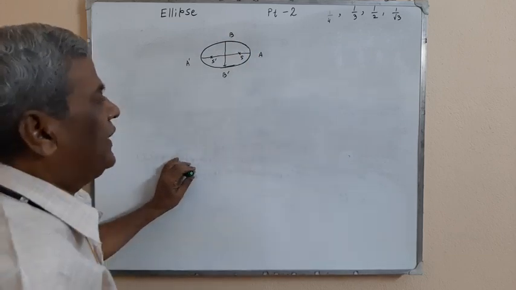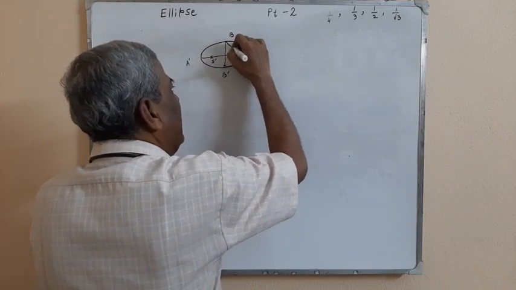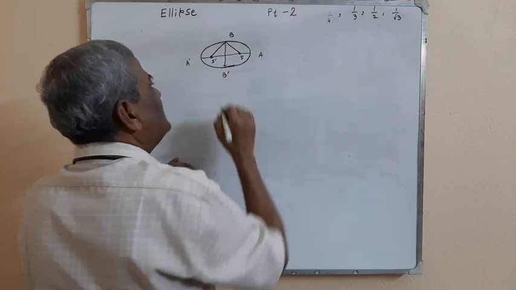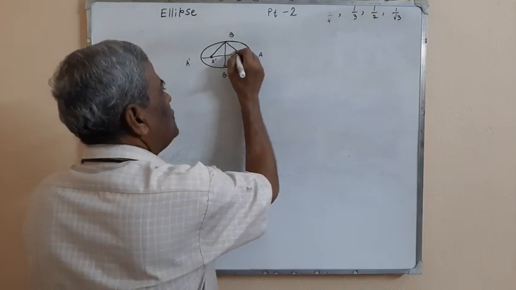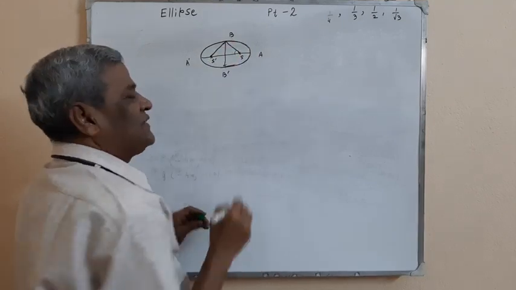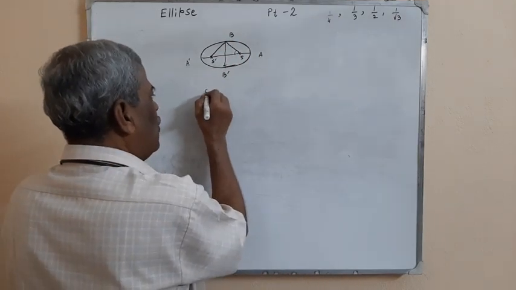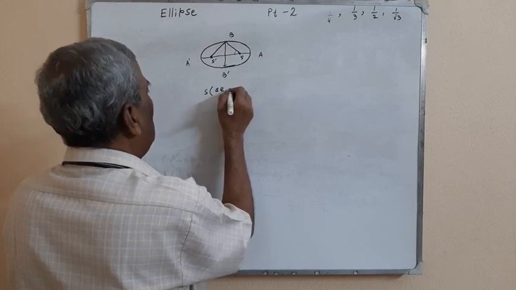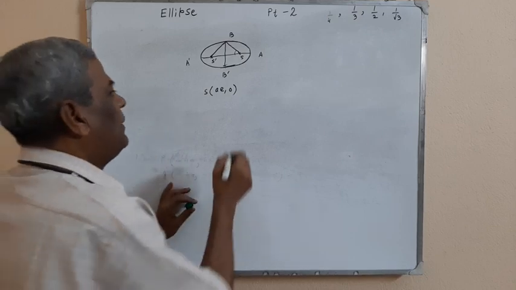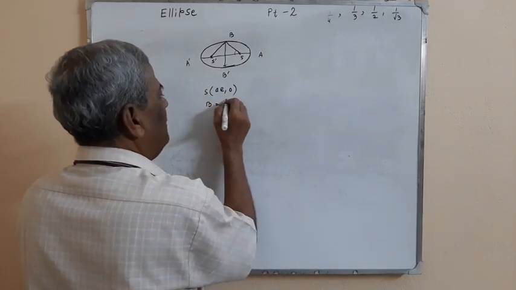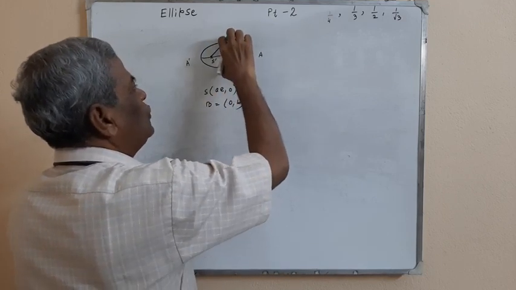B is one endpoint of the minor axis, and given that BSS dashed is an equilateral triangle, all angles are 60 degrees. Here, the coordinate of S is AE, 0 in standard form, and the coordinate of B is 0, B. The length of the minor axis is 2B, so the endpoint is B.